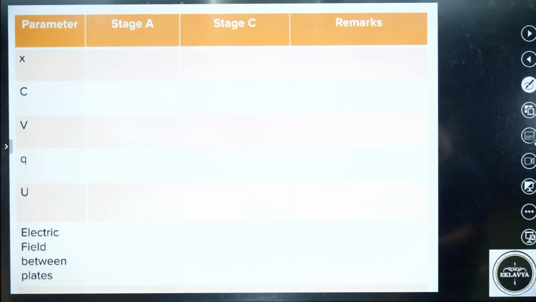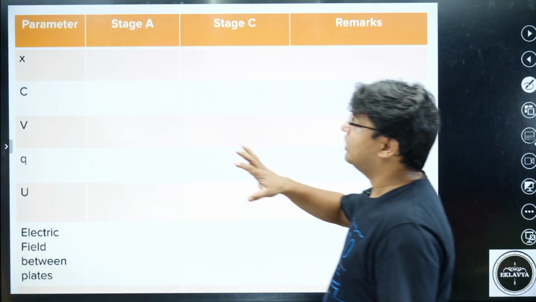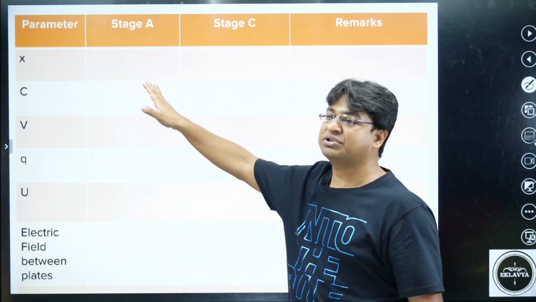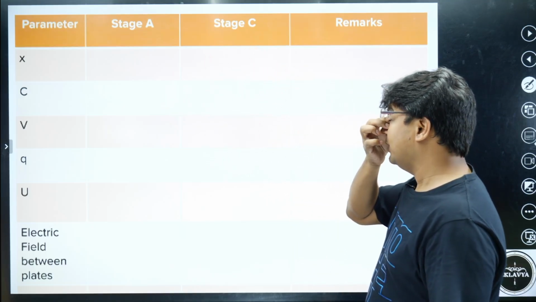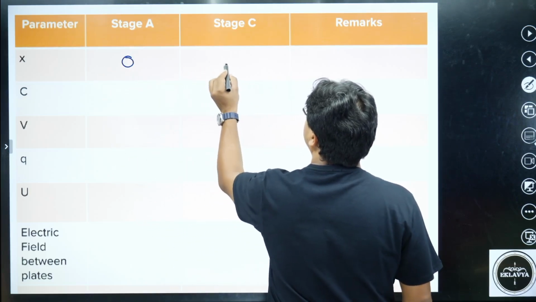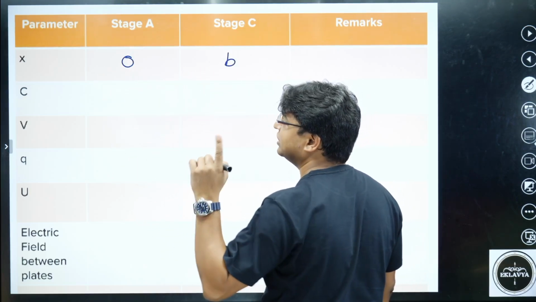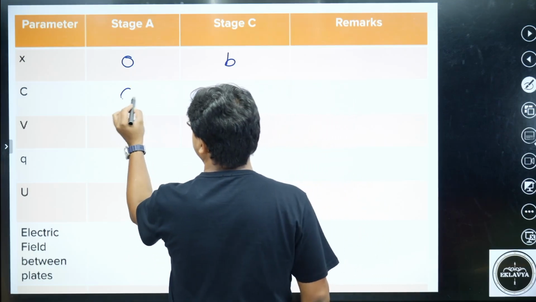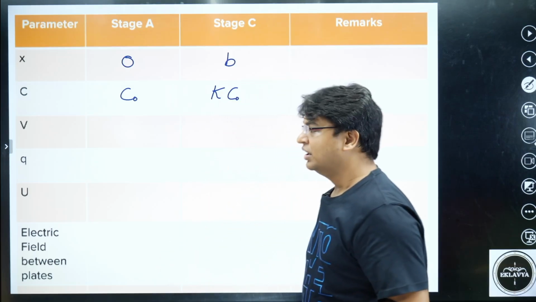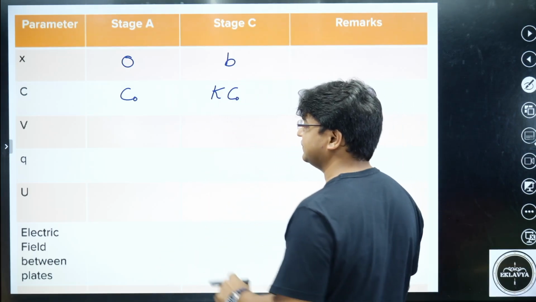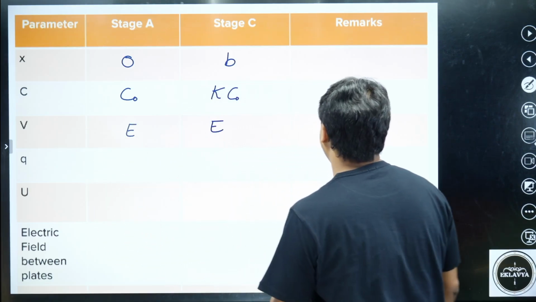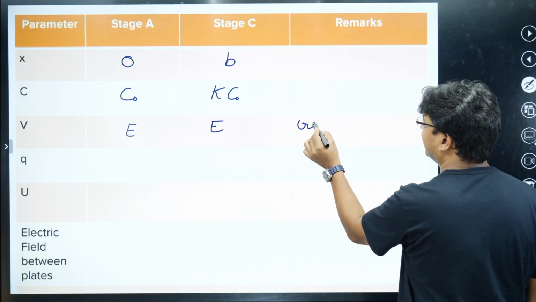Okay. So if I try to make a table in which I will be filling different parameters corresponding to stage A, B and C, let's do that. So in stage A, X is 0. In stage C, X is B. In stage A, capacitance is C naught. In stage C, it is K C naught. I hope you understand. Okay, then potential difference. V is the potential difference across the plate. This is E and this is still E. And this is actually the governing condition.